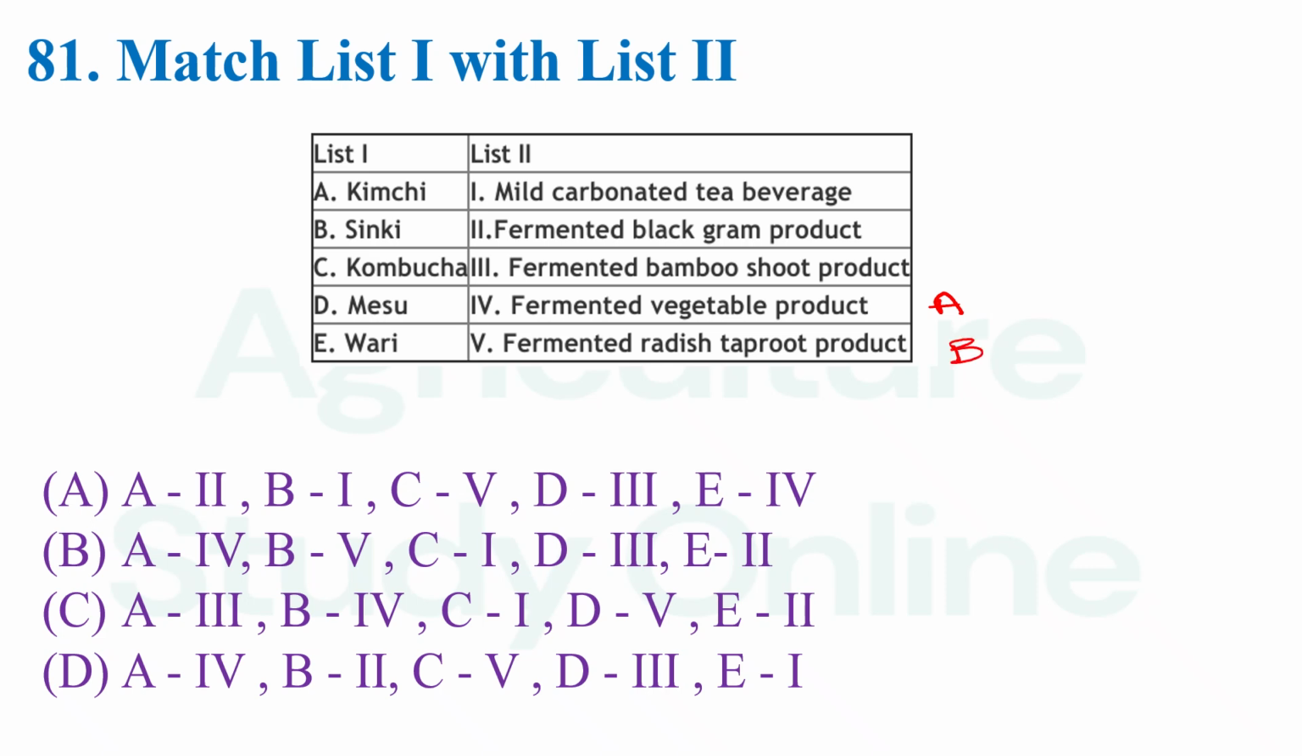Kombucha, so it's a mild carbonated tea beverage. So we can say it's a fermented tea drink, that is SCOBY, slightly carbonated. So C will go with 1. Meso, so it's a fermented bamboo shoot product. So it's traditionally fermented bamboo shoots. So D will go with 3. Wari, so it's a fermented black gram product. So over here, our correct option should be option number B, that is A4, B5, C1, D3, and E2.